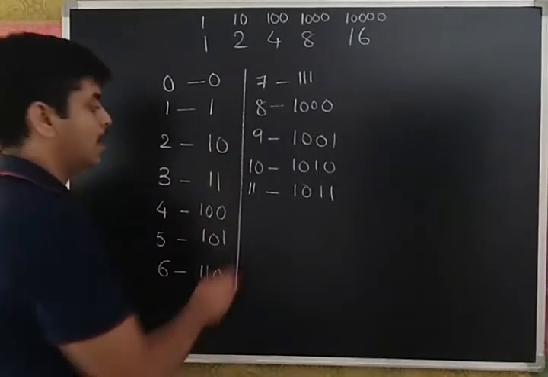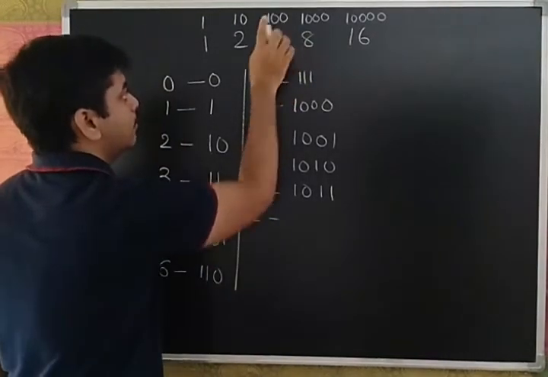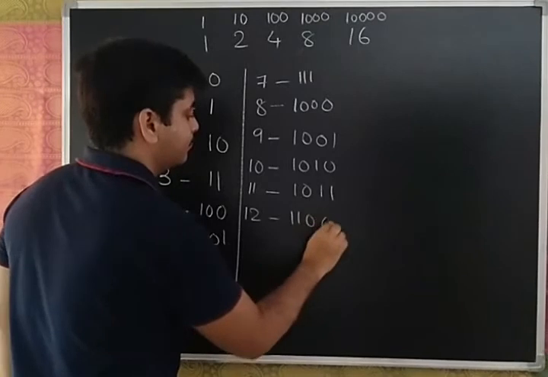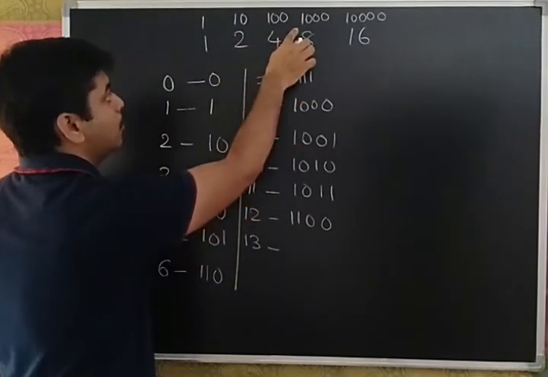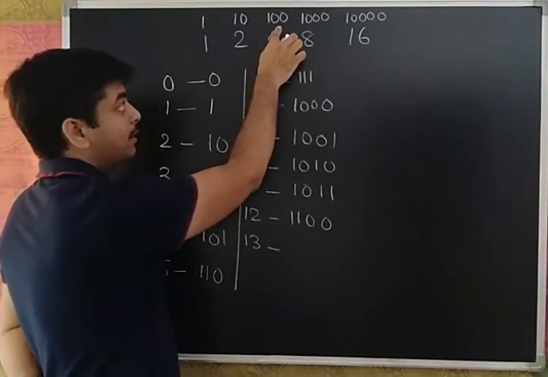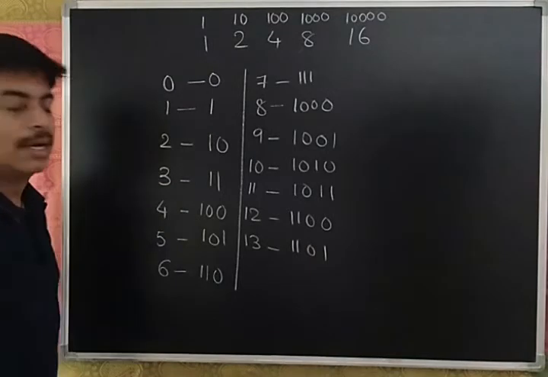I'll tell you that. So how will we go? How will we get 12? 12 is 8 plus 4. So 1000 plus 100 is 1100. 13. 8 plus 4 plus 1. 1000 plus 100, 1100 plus 1. 1101. Yes or no?